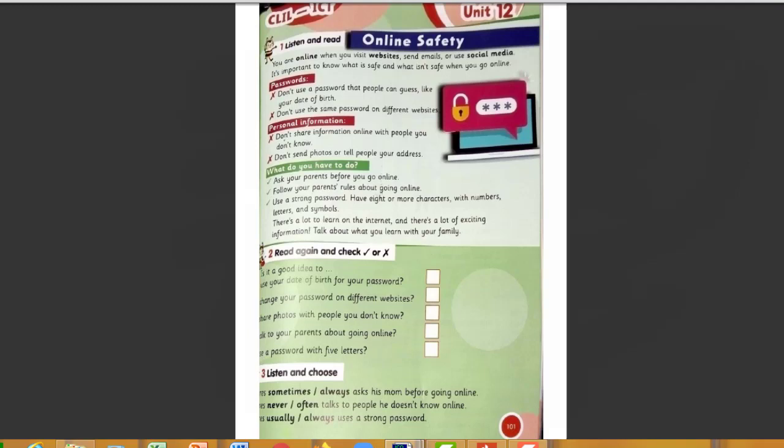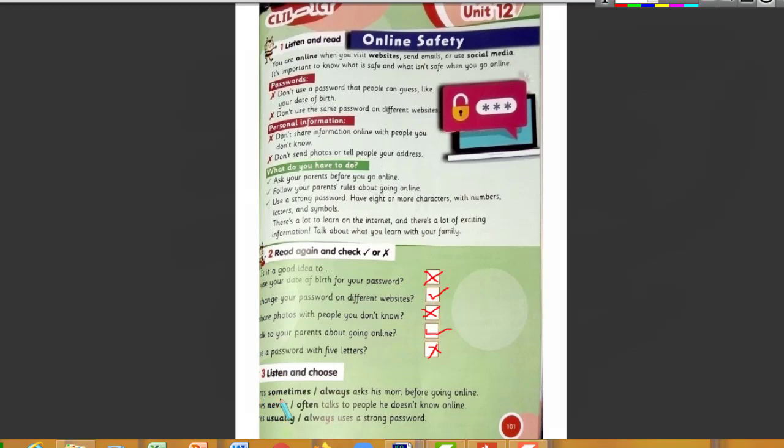Number 1, use your date of birth for your password. No. Number 2, change your password on different websites. Yes. Share photos with people you don't know. No. It's not safe for you. Talk to your parents about going online. Yes. Safe. Use a password with 5 letters. No. It's about 8 letters and numbers. You can mix them. Okay, listen and choose.